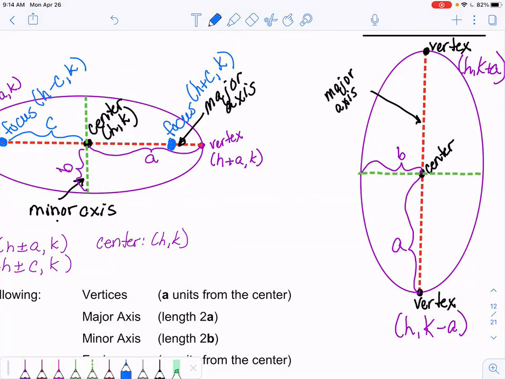And then the last thing that we're going to graph are each of those foci values. I should label the minor axis. And each focus is H, K plus C, or K minus C. So again, the focus has a C. It's C distance from the center. So the focus goes with the variable C.